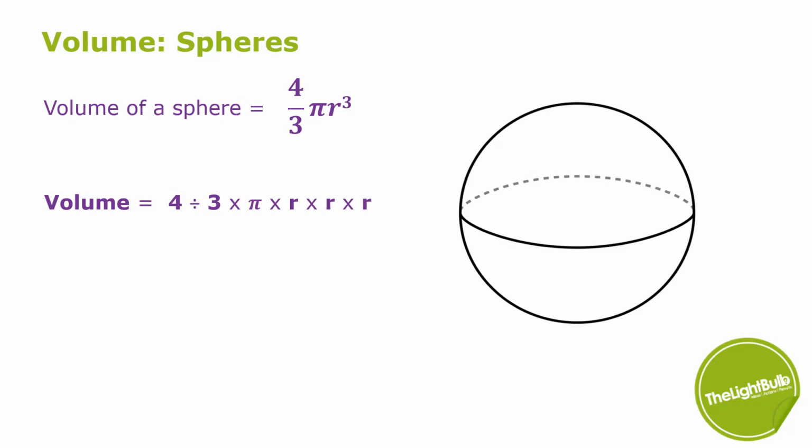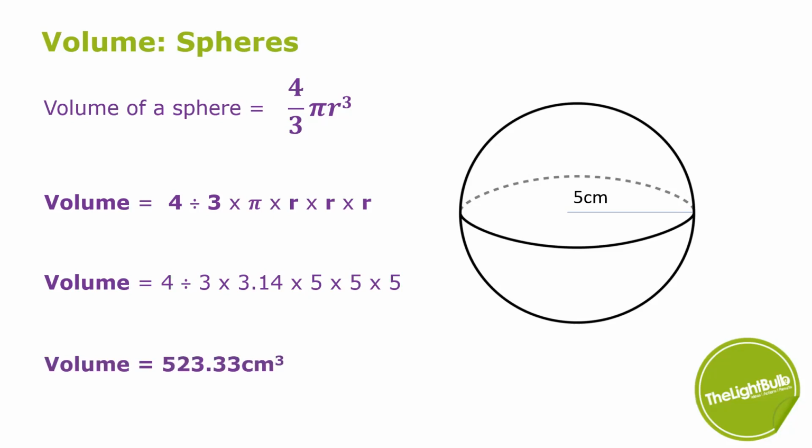Let's put a measurement on this sphere so that we can see an example in progress. Let's say that the radius is 5 centimeters. So what we would do in the calculator is 4 divided by 3 times by 3.14 times by 5 times 5 times 5. And that would give us the answer of 523.33 centimeters cubed. And cubed, again, that little 3 on the end, because we're dealing with volume and capacity. It's a 3-dimensional object, so that's why we've got a little 3 on the end there.